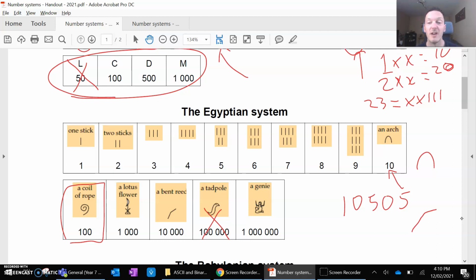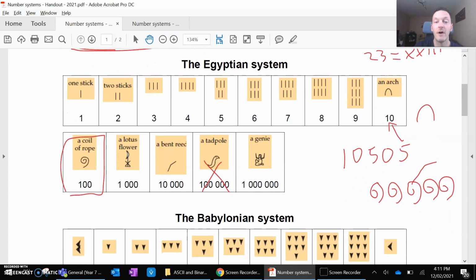Well, we've got 505. So here, we don't have an icon for 500. So you know what we're going to do? We're just going to do 5 of these. So we've got 10,000. We've got 500, and then we've just got 5 more that we need to do. 1, 2, 3, 4, 5. And that here is the Egyptian representation of 10,505.